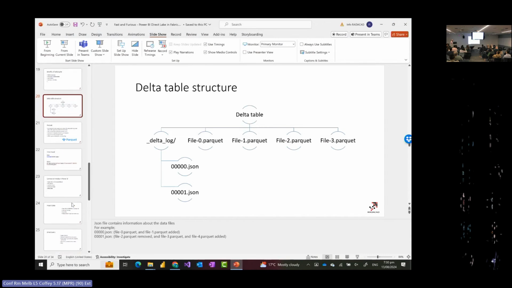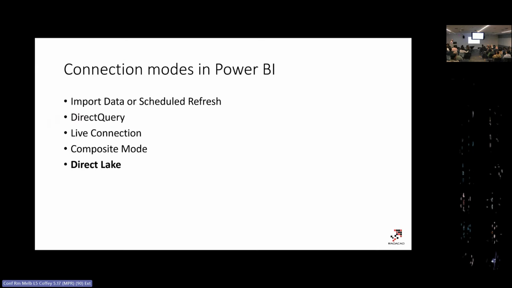I'll again skip some of these, get to here. Okay. Pretty much everyone here works with Power BI. In Power BI, we have a few different types of connections. You can import data, you can do direct query, you can do live connection, composite model, and this new one, which I'm going to talk about here, Direct Lake. To understand Direct Lake, let's talk about import and direct query very shortly first.